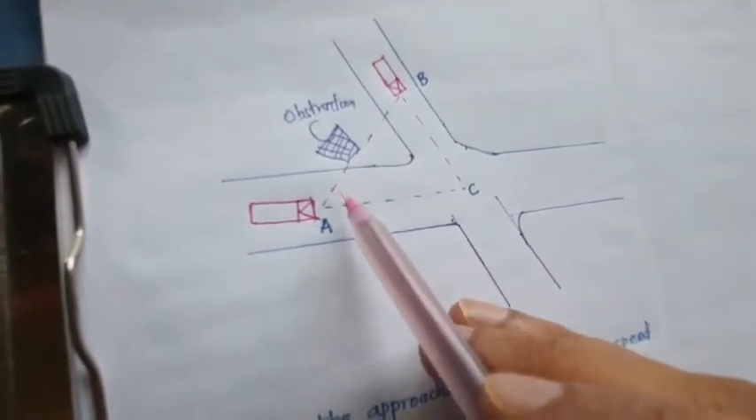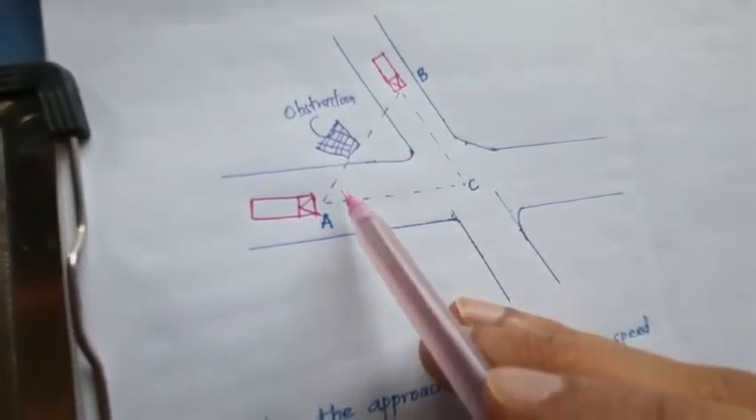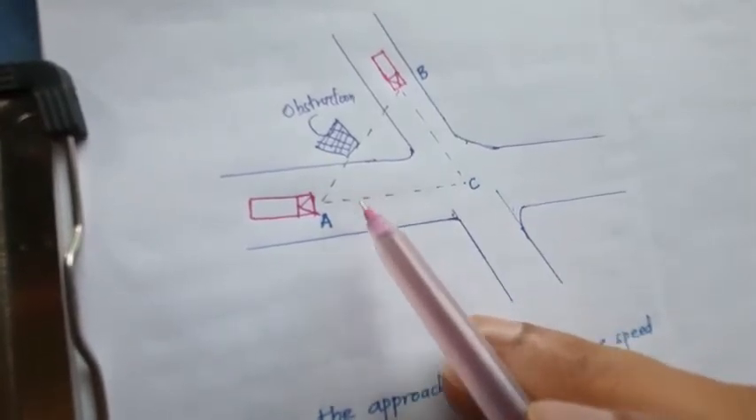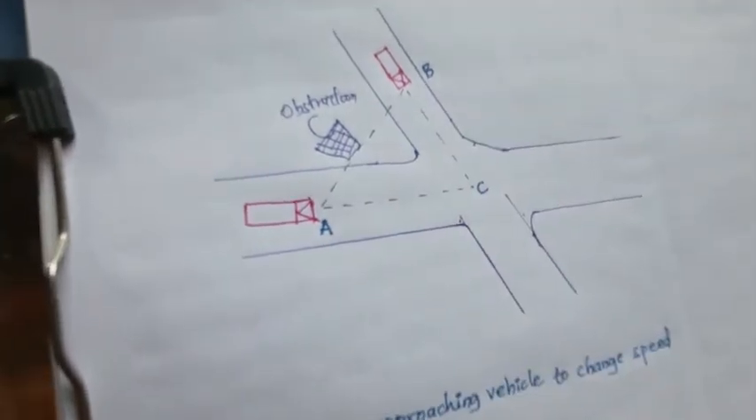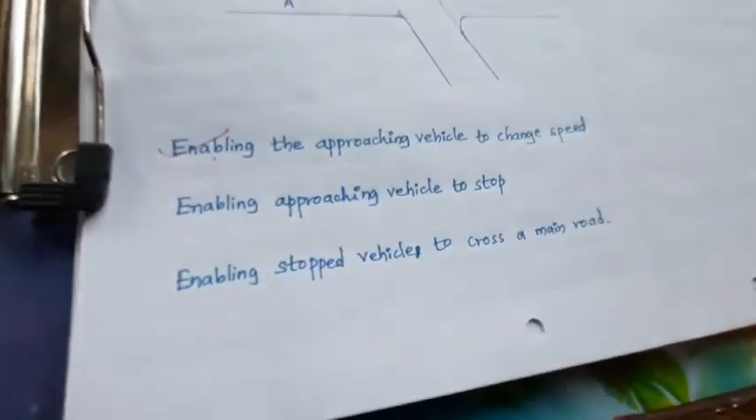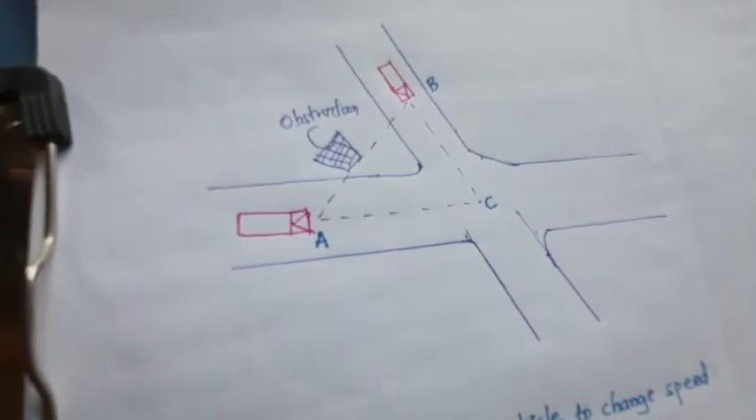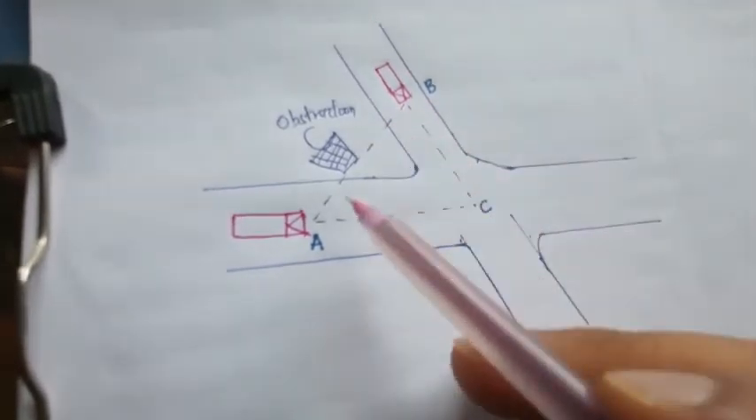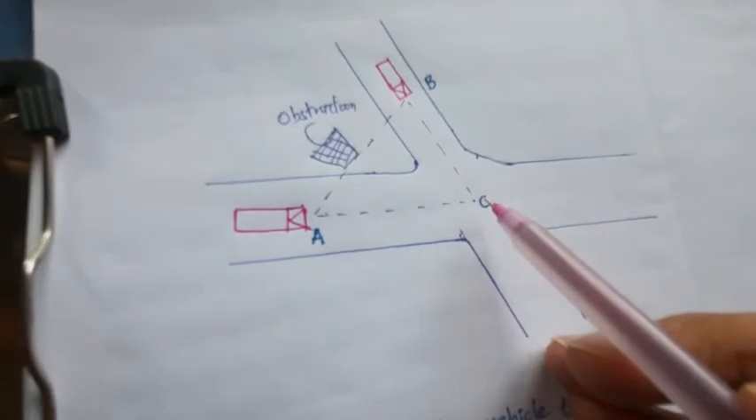And when they see through each other, one of the conditions is going to come into the picture. What is the first condition? Enabling the approaching vehicle to change the speed. Second is enabling the approaching vehicles to stop, and third is enabling the stopped vehicle to cross the main road. So let us see the first condition, enabling the approaching vehicle to change the speed. The sight distance should be sufficient to enable either one or both of the approaching vehicles to change the speed to avoid the collision.